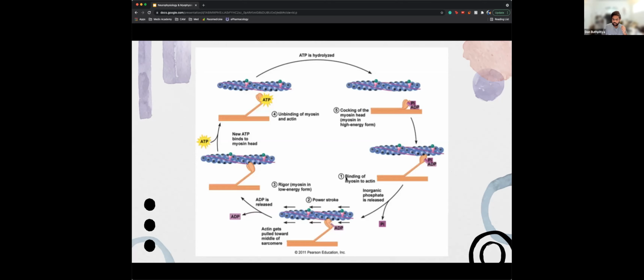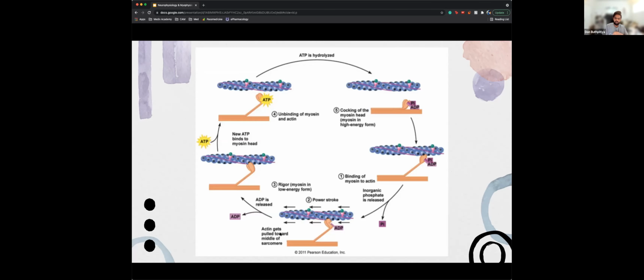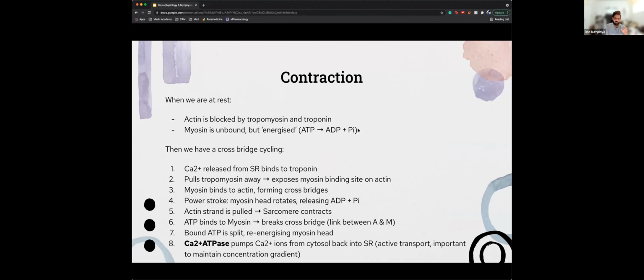So you bind your myosin to actin, then you have the pulling away, and then afterwards the power stroke. Then you have the new ATP, which then unbinds and recocks the myosin head. Now, this will be really important when it comes to a couple of high-yield things that we'll talk about in a little bit. I'll just flag them.